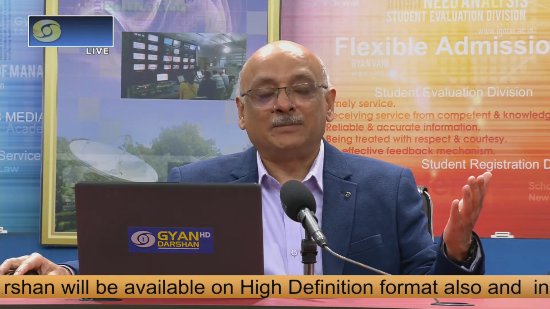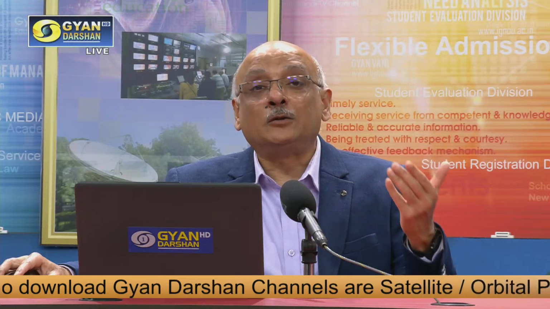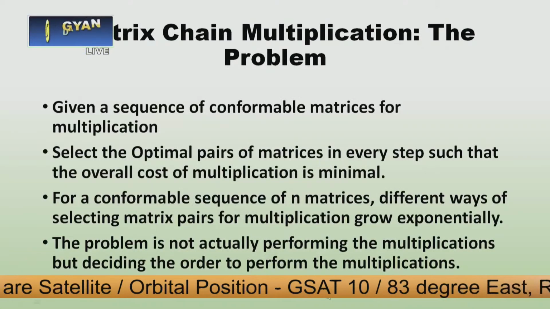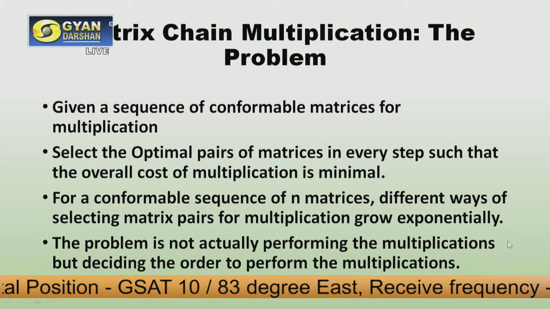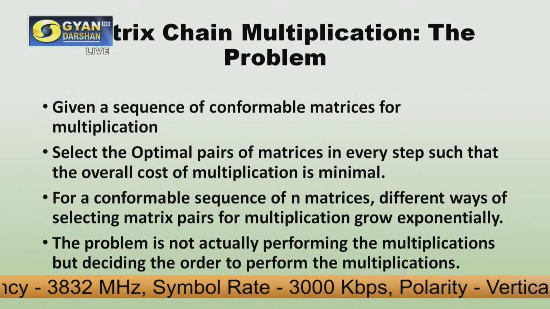Although it is not NP-hard, the number of combinations will grow exponentially as the number of matrices to be multiplied grows. So the problem size will grow exponentially. Therefore, we have to do something smart, and dynamic programming is going to help us out. The problem is not actually performing the multiplication, remember this, but deciding the order to perform the multiplication, so that the overall multiplication is performed in the fastest way.